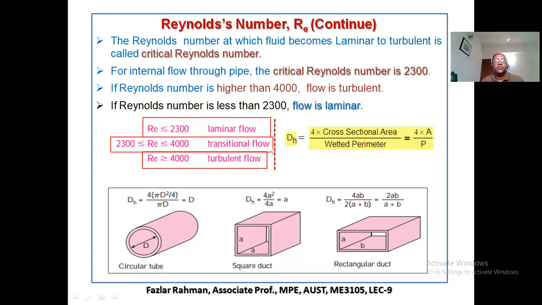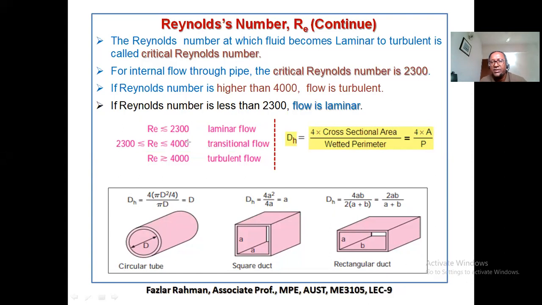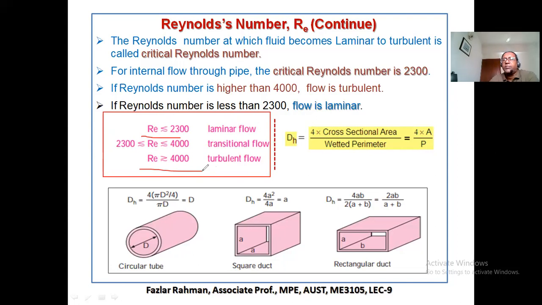Okay. So you need to remember this range, because even if you go for a job interview, sometimes they ask what is the critical Reynolds number, and they can ask you how you will figure out whether a flow is laminar or turbulent. Write down the equation. Sometimes they ask what is the hydraulic diameter, how will you figure out the hydraulic diameter of a square duct or of a rectangular duct. So remember over here, if the Reynolds number is less than 2300, the flow will be laminar, and higher than 4000, then the flow will be turbulent.